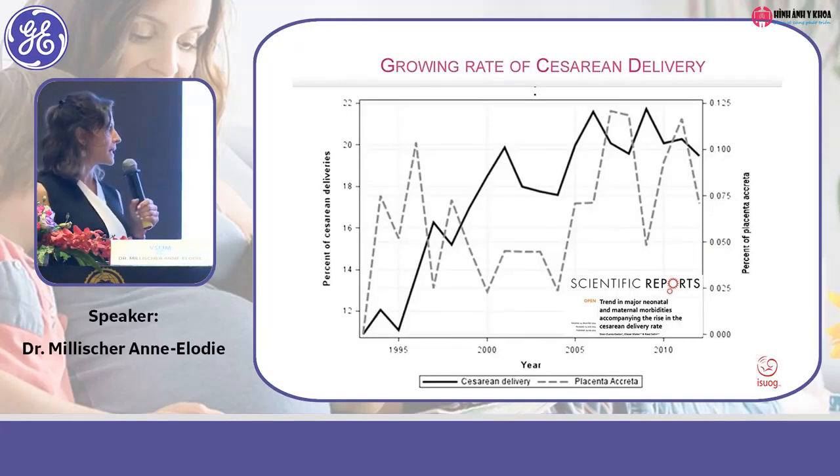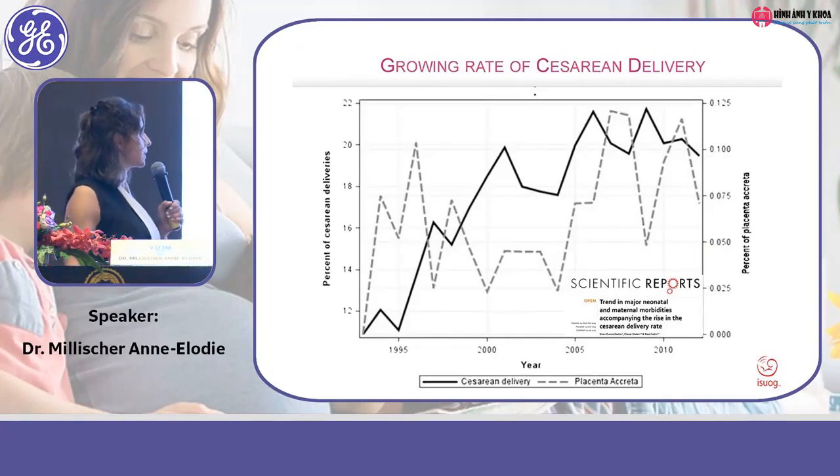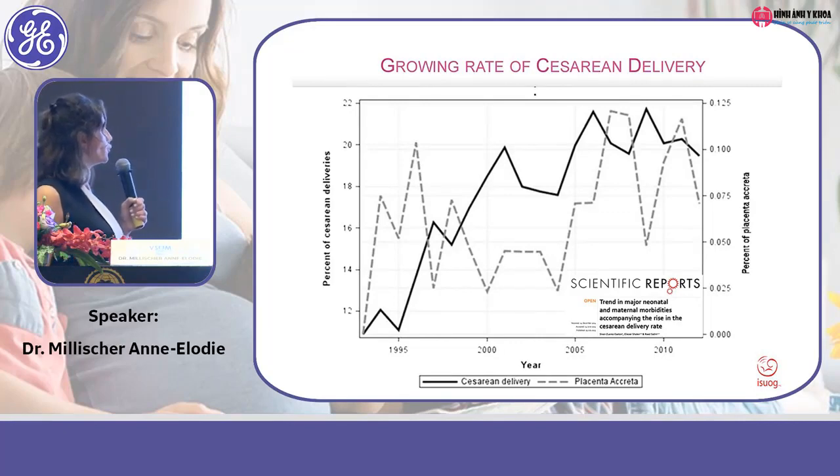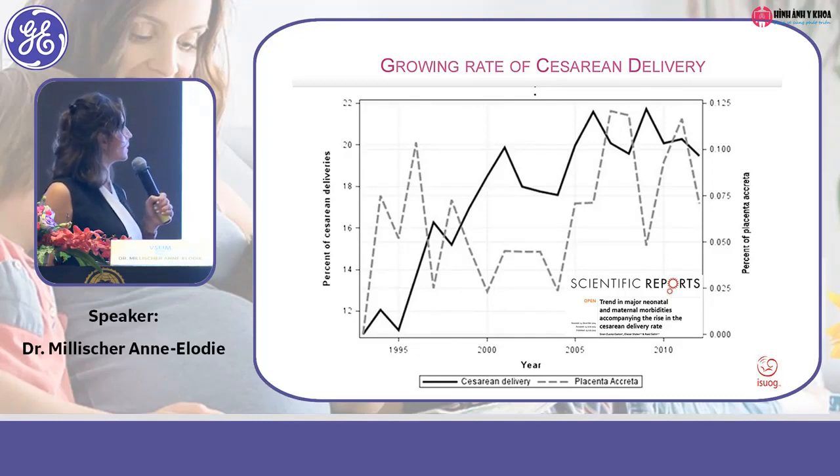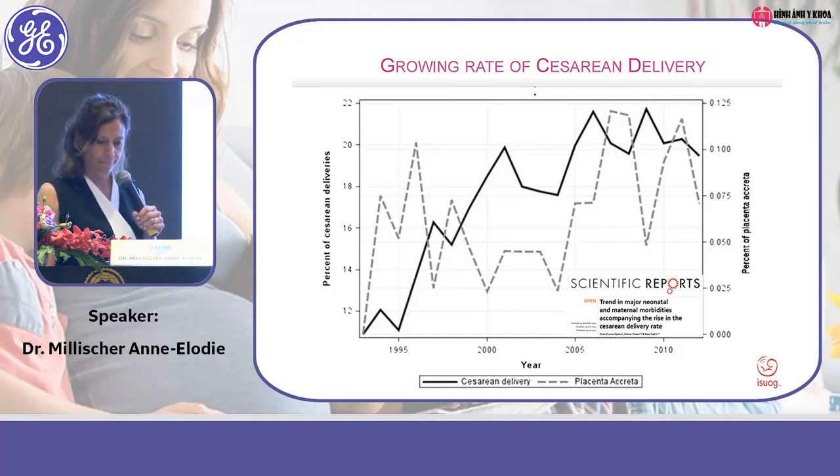We know that the placenta accreta, morbidly adherent placenta, increase due to the improvement of the cesarean delivery. Và chúng ta đã biết là cái tỷ lệ nhau cài răng lược tăng lên là do cái tỷ lệ mổ lấy thai cũng tăng lên trong những năm gần đây.